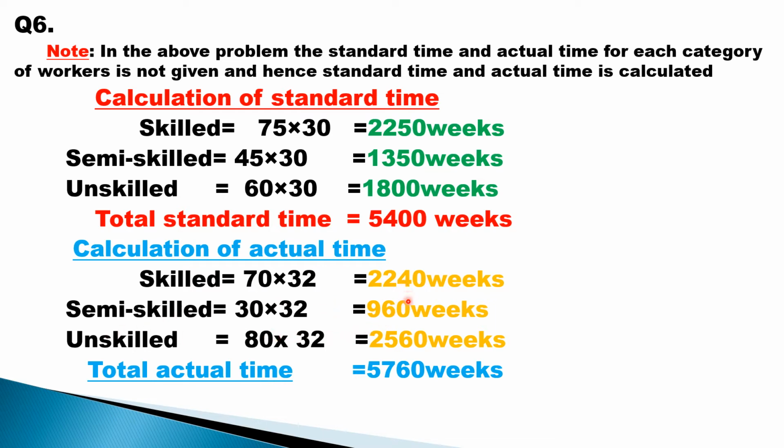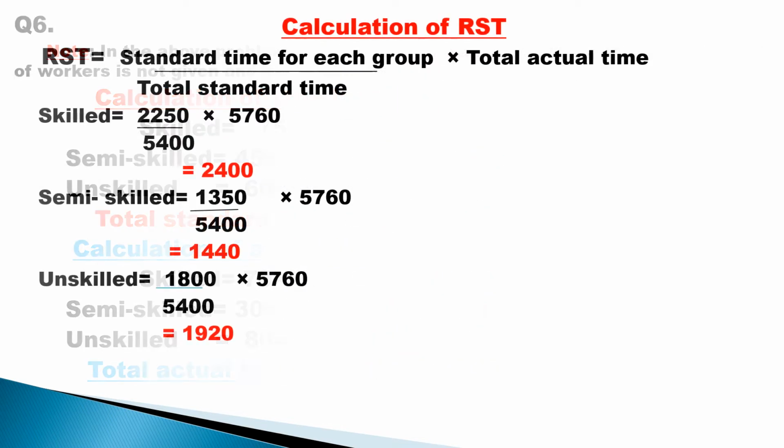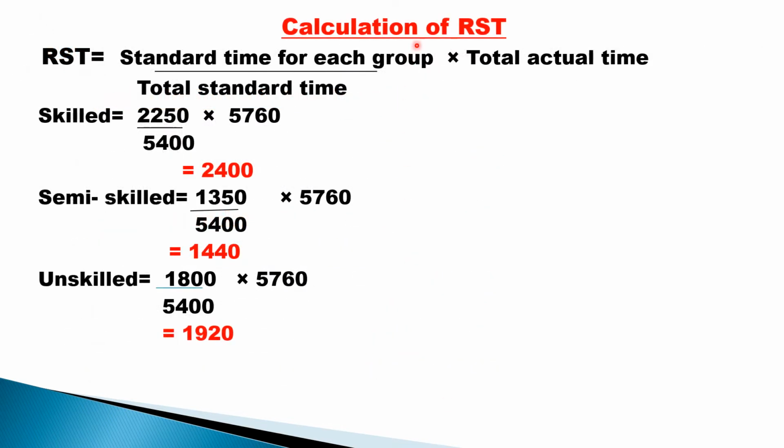So we get 2240 weeks, 960 weeks, 2560 weeks. These are the actual time. So total actual time of all the three, 5760. Total standard time of all the three, we get 5400. So we calculated two working notes. The next working note you need to calculate is revised standard time. So next you need to calculate RST, calculation of revised standard time.